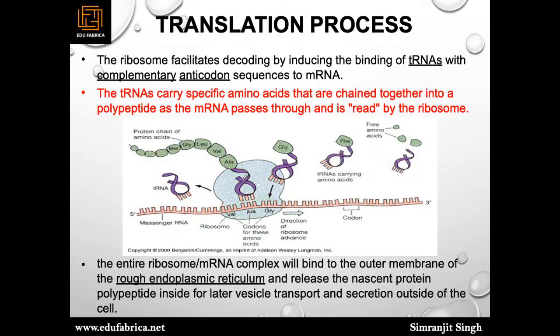So one tRNA will come, then the next will come, then the third will come. So it will be a three-step method, that is your initiation, elongation, and then termination. So bringing all these three things together, your translation, even the transcription process is also going on the same way: initiation, elongation, and termination.